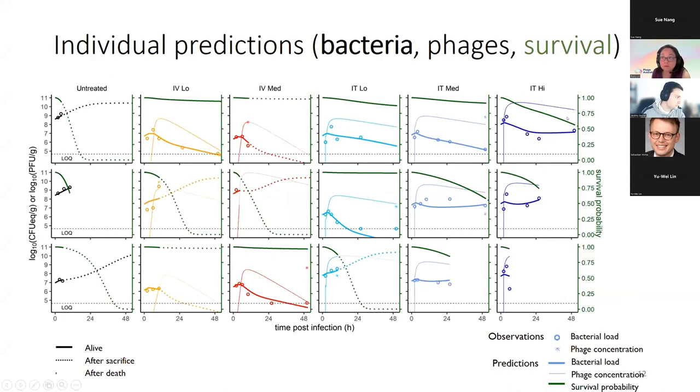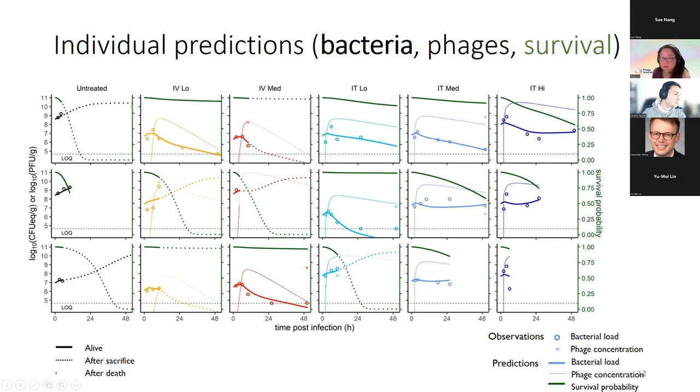Here are individual fits, individual projections that I've made from the model in different groups, with mice taken randomly. The big circles are bacterial load data, the stars are phage data, and we also have the survival data. When the line stops, it means that the mouse was dead. But if there are dotted lines, it's just prediction from the model after the sacrifice of the mouse.